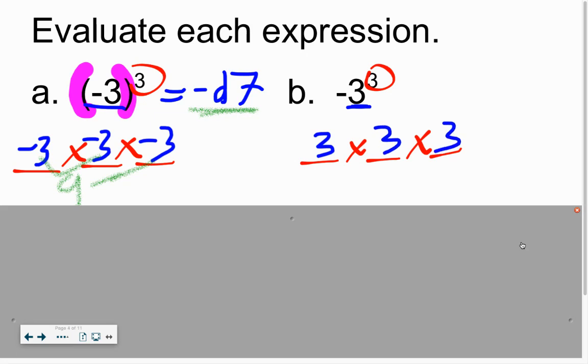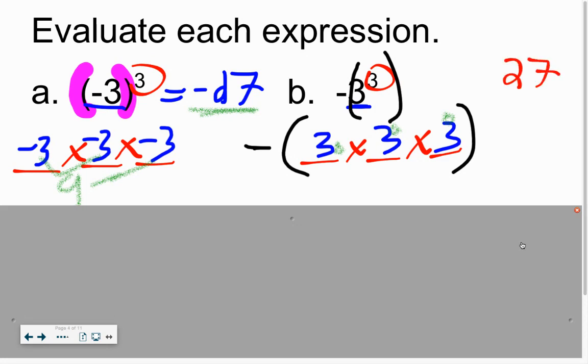It's not actually a negative. That little negative on the outside is actually read as the opposite. So we want the opposite of 3 cubed. 3 cubed is 3 times 3 times 3, which gives us our 27. And what is the opposite of a positive 27?